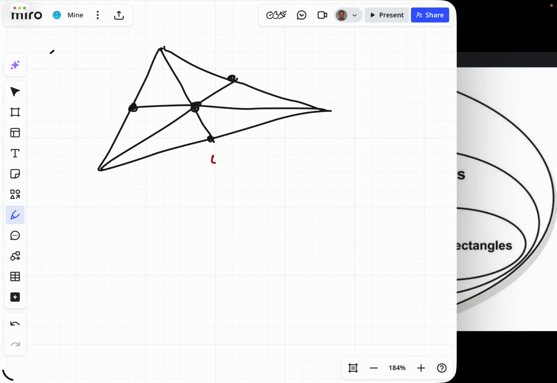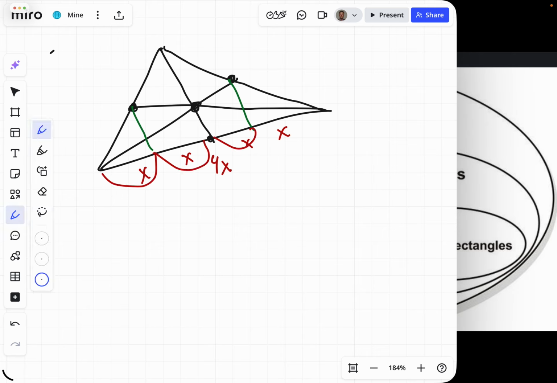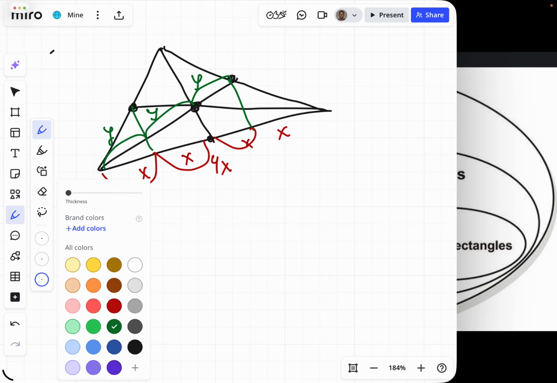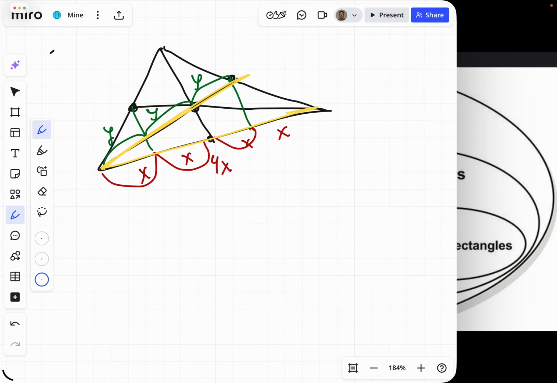Let's call this side 4x. Make two parallel lines here in order to get x, x, x, x here. And because there is x, x, x here, it's, for example, y, y, y here in a structure like this. I mean, some sort of angle and a series of parallel sides.